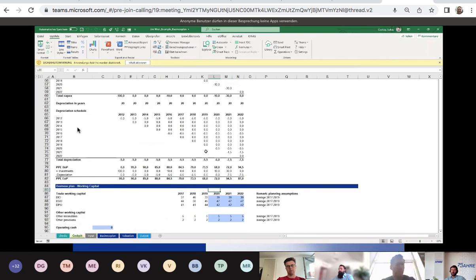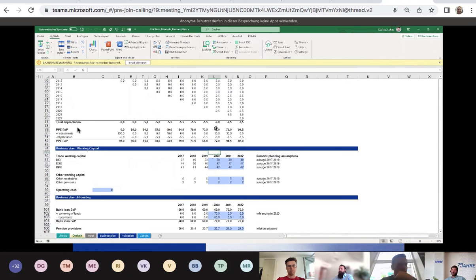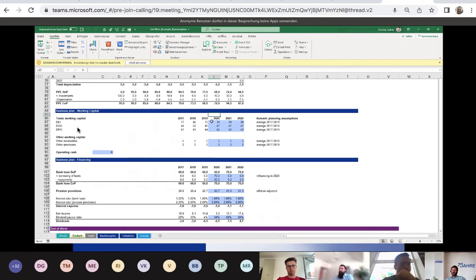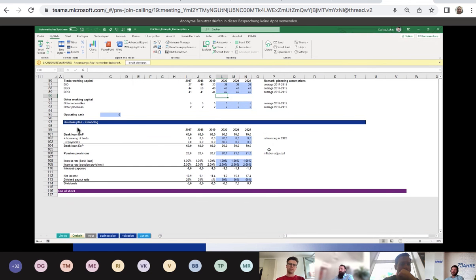And the same then for the working capital. I have my working capital assumptions for the days of inventory outstanding, days of sales outstanding, and days of payables outstanding, and all my ratios and KPIs. And the same for the financing.